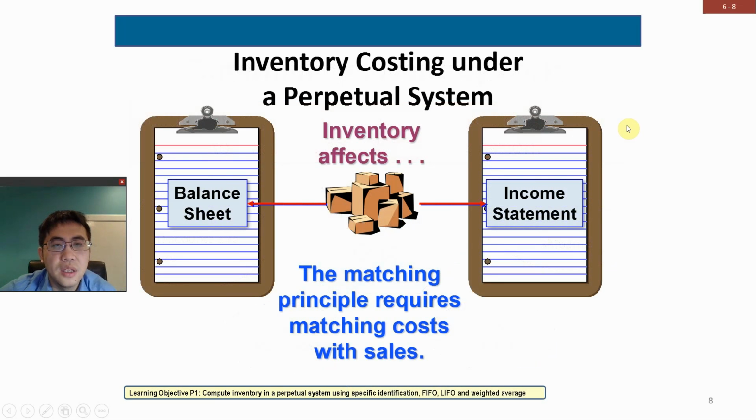All right, so the inventory cost system could be plugged into the balance sheet and also the income statement. We call it a perpetual system because each time new inventory is bought or some inventory is sold off, we have to update our accounting system. So we do not do it on a periodic basis. We do it transaction by transaction.